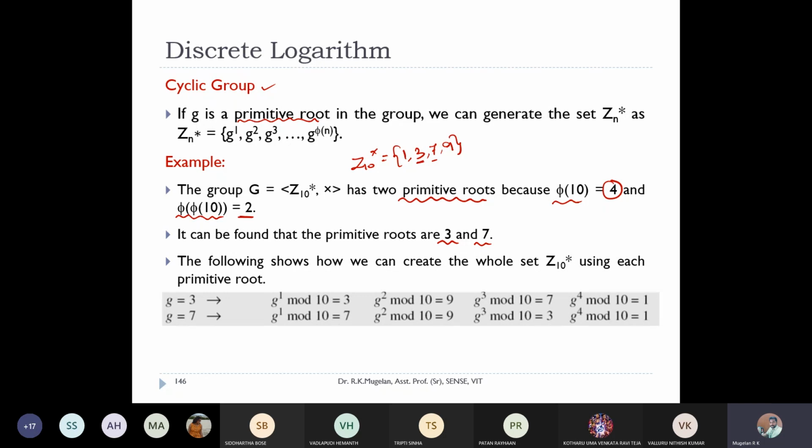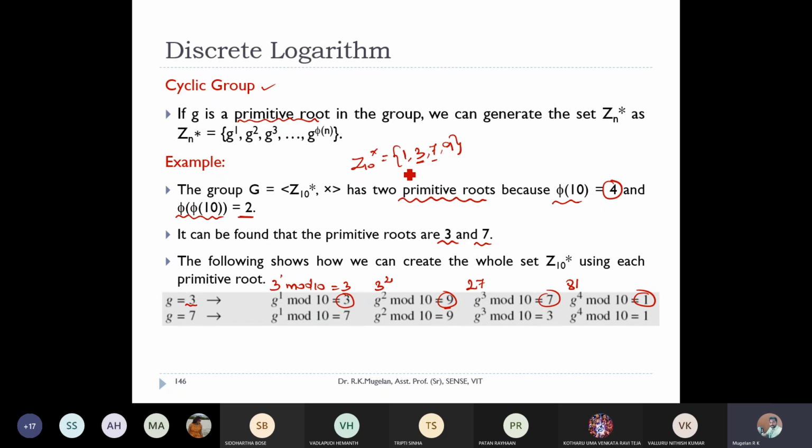So what is the speciality of a primitive root here? We can create all other elements in the group using the primitive root itself. You can see an example here. The element 3 is a primitive root. 3 to the power 1 mod 10 gives 3. And 3 squared is 9, 9 mod 10 is 9. 3 cubed is 27, mod 10 is 7. And 3 power 4, which is 81, mod 10 is 1. And you can see the elements are 1, 7, 9 and 3.